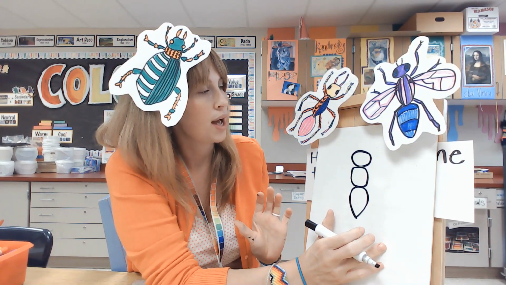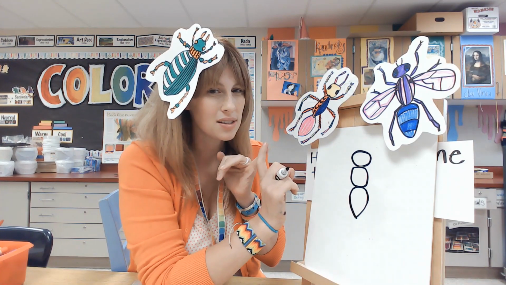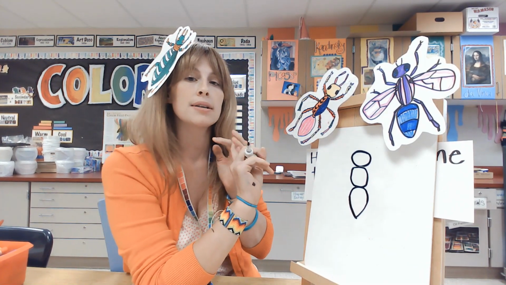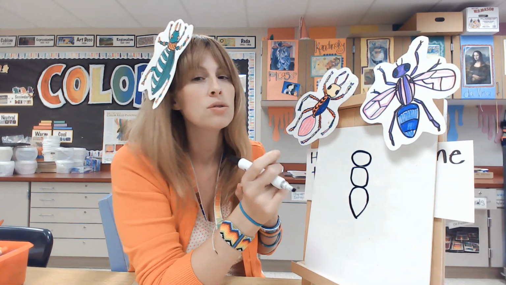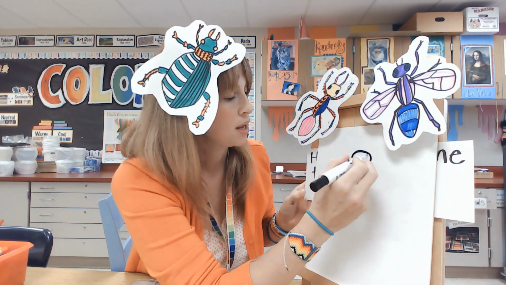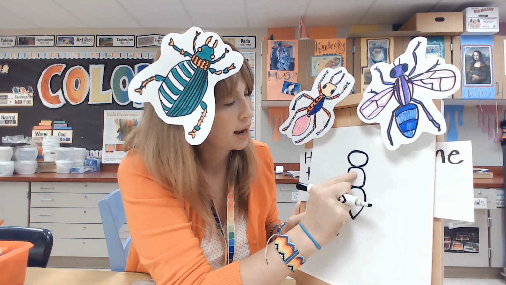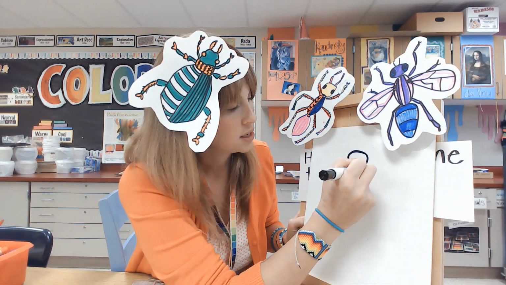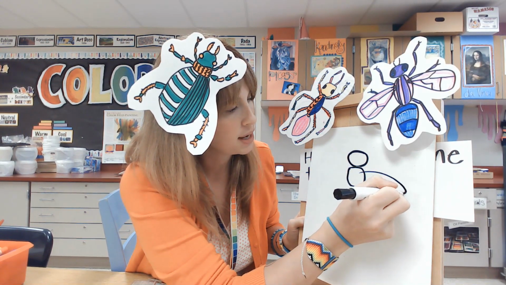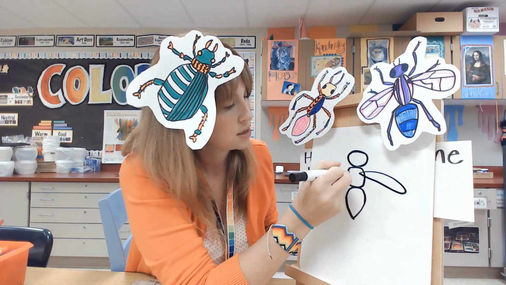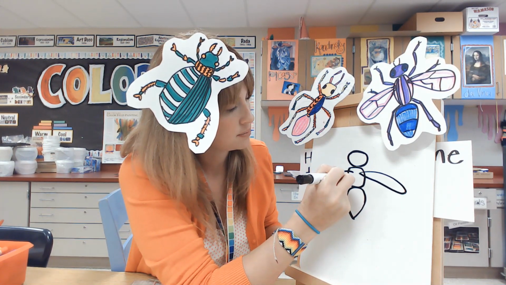Now I want to add on wings and legs. If you want your insect to be winged, I'd add those on next because they're kind of a big part of him. The wings come out of the thorax here. So if you want him to have wings, you could add those on next.